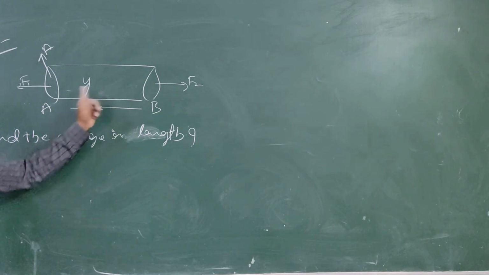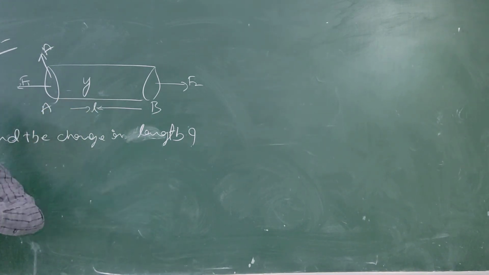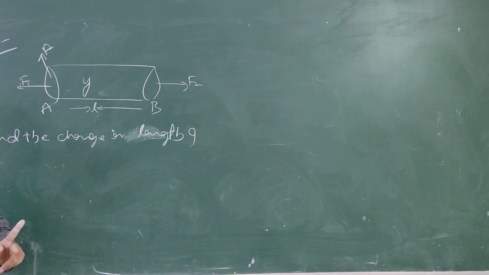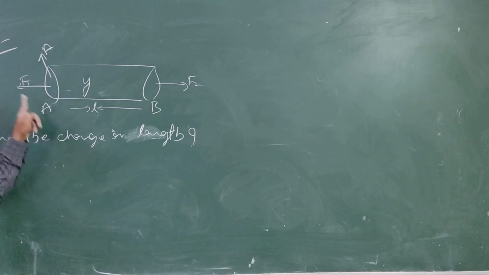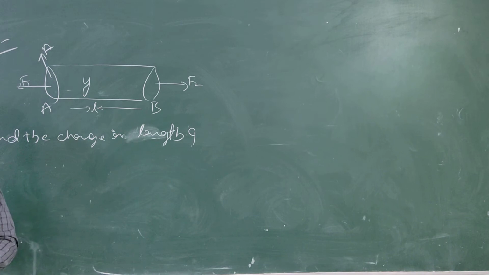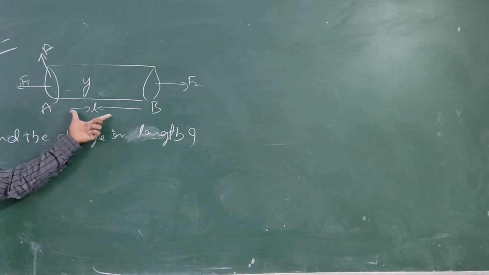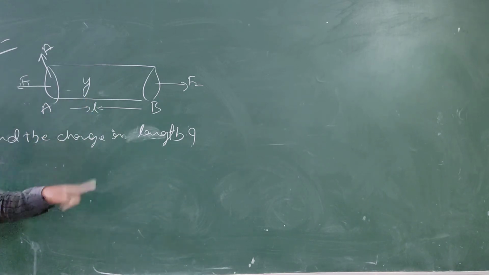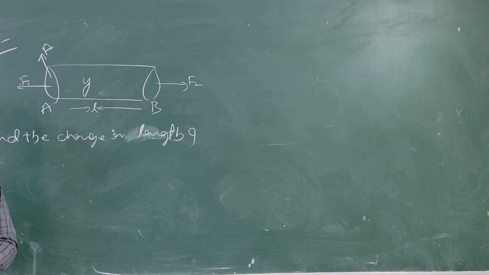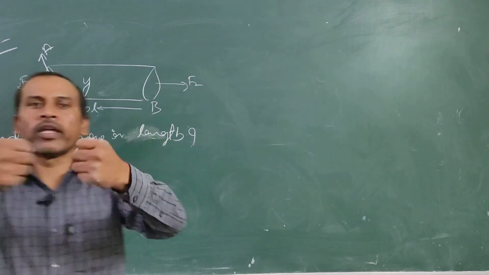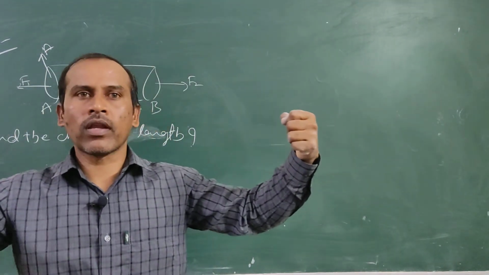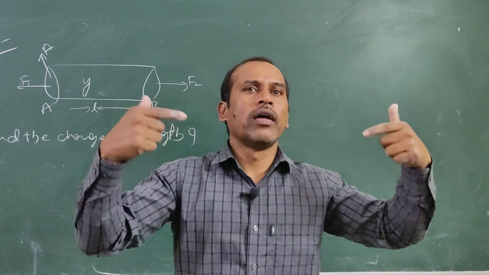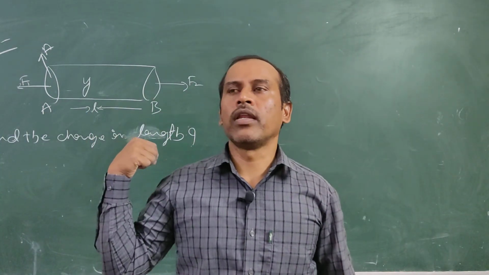So on the two ends of this rod, different forces are acting. How many forces are acting? Two different forces. One is F1 and another is F2. The initial length of the rod is L, Young's modulus of the rod is Y, and the area of the cross section is A. Now find the change in length of the rod. When two forces act, what automatically happens? Elongation occurs, right? So find the elongation in the rod, or change in length.